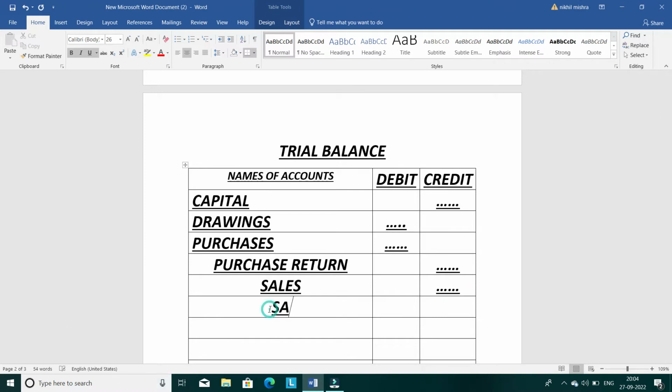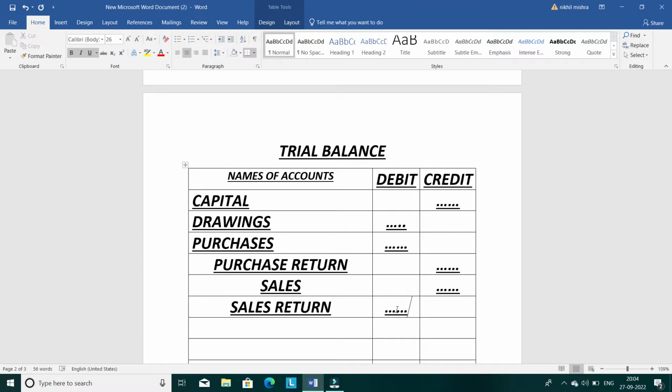Next we are having sales return. So sales was in the credit side. Okay, it is the income we wrote in the credit side. So sales return, just the opposite of sales. Where will it come? It will come in the debit side. These are the amounts you have to write.